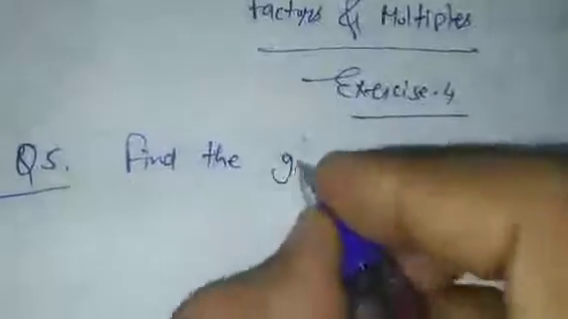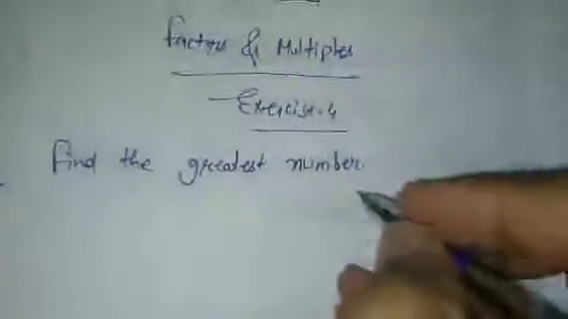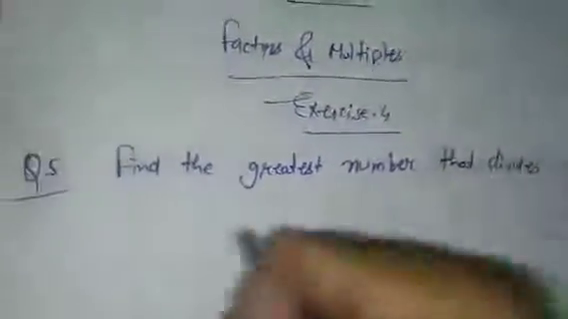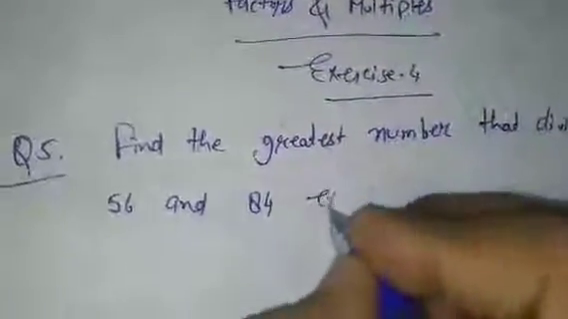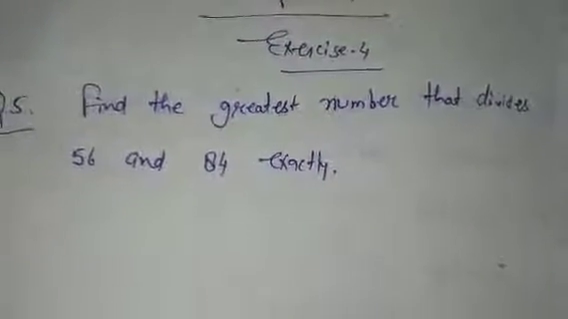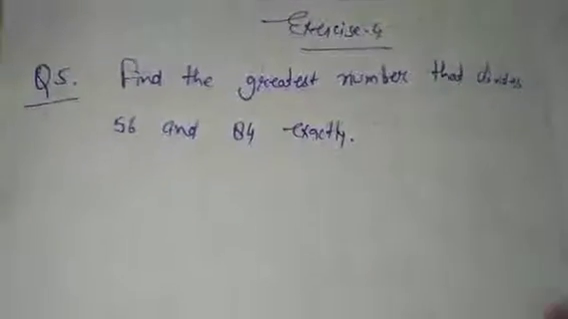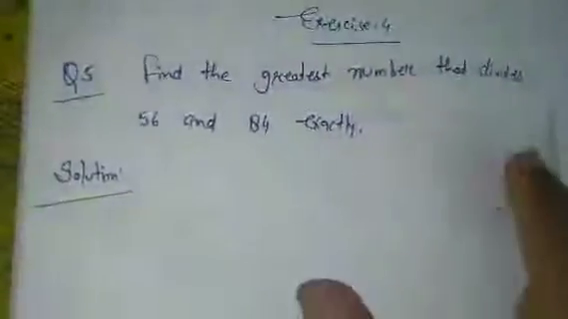In question number 5, it has been given: find the greatest number that divides 56 and 84 exactly. It means you have to find out a greatest number which divides 56 and 84 exactly. So look here, how can we find out it? So look at the solution.